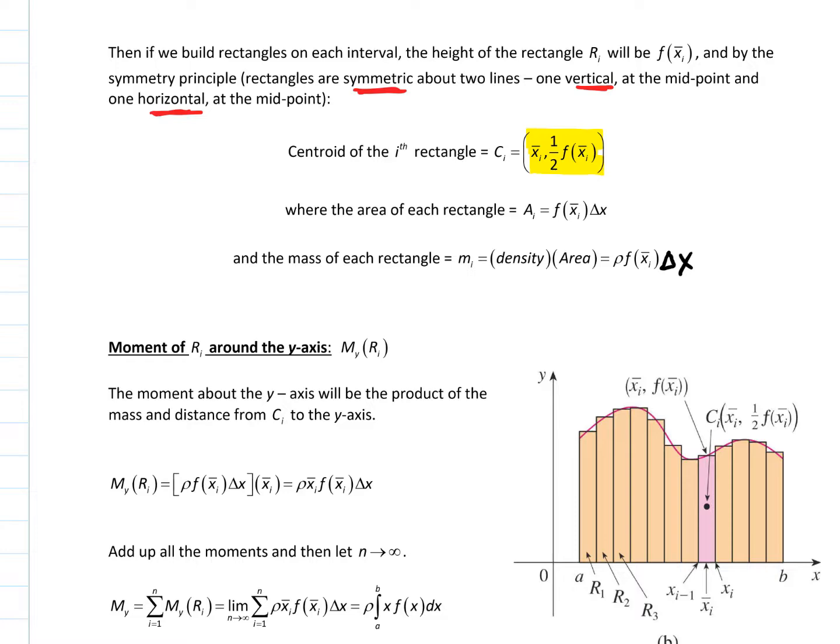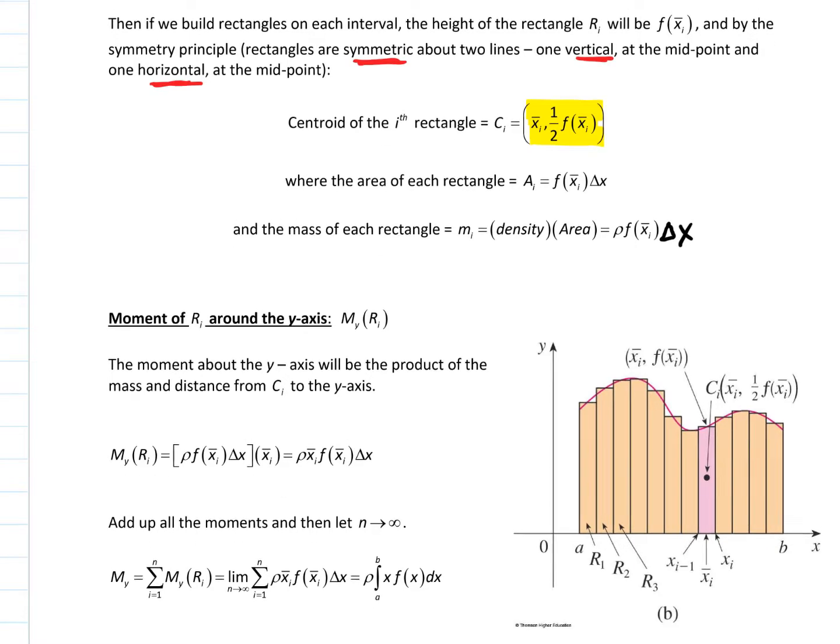So I have a little picture down here, and you can see where that centroid lies. Here is the centroid of each rectangle right there. It's the midpoint of the subinterval, and it's the midpoint of the function, 1/2 of f of x sub i bar. And then the area of each of those rectangles, of course, is f of x sub i bar times delta x.